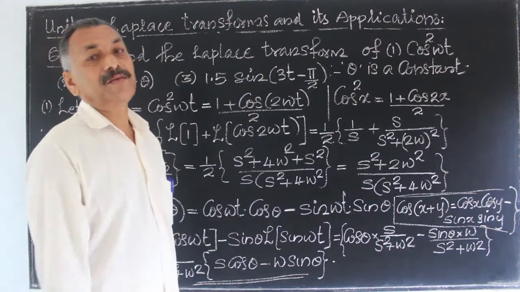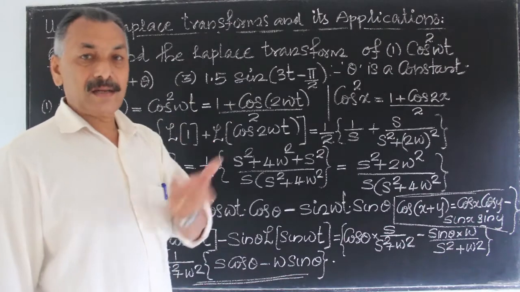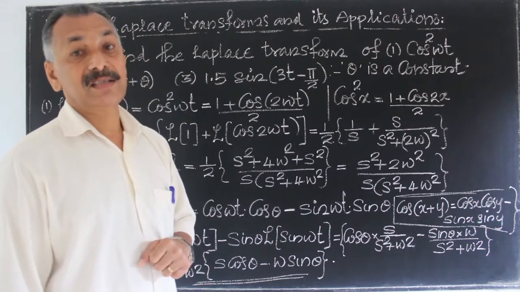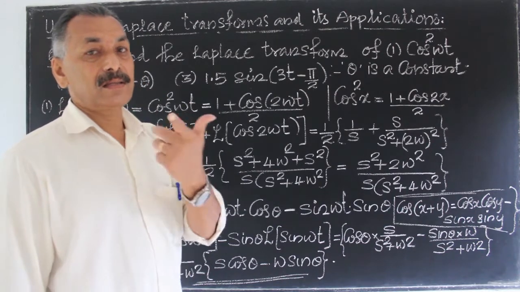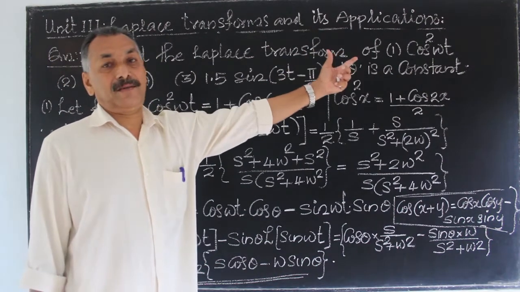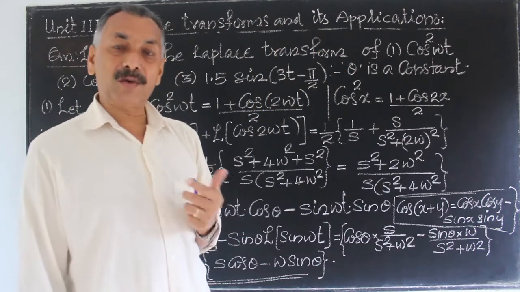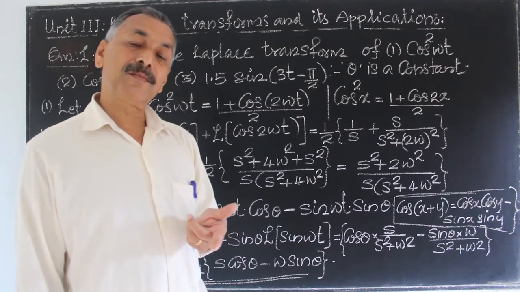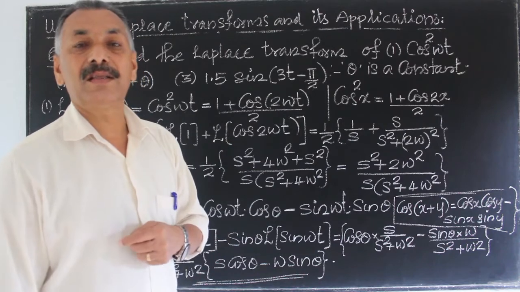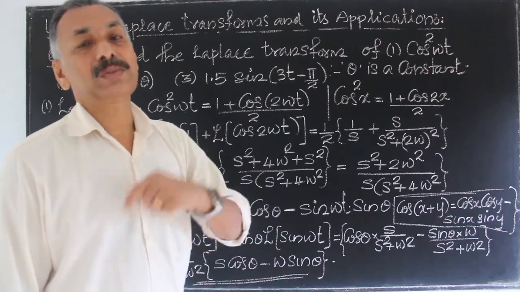In the last class, we were discussing the Laplace transforms of certain functions. In that class, we have seen the Laplace transform of sin square omega t. Here it is cos square omega t. Instead of cos square omega t, if the given problem is f of t is equal to cos at, then L of f of t is equal to s divided by s square plus a square.